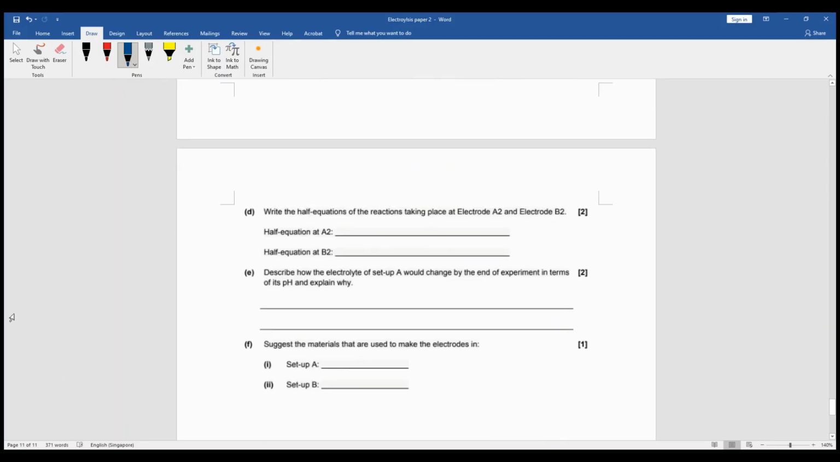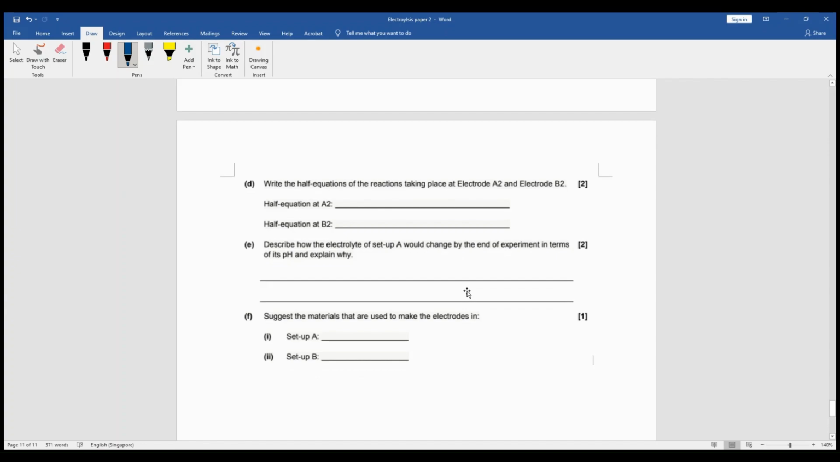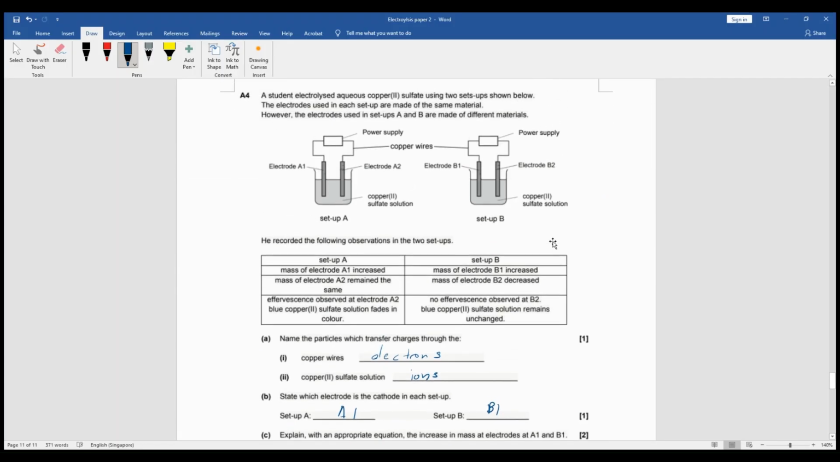Write the half equation of the reaction taking place at electrode A2 and B2. So the other side is the one that either gives the copper or not, but I need to take a look. Sorry, this one I see too fast. Okay, let's see. Electrode B2. A2 remains the same, but B2 decreases. So B2 must be copper. Oh, they are made of different material. A2 remains the same. That means A2 is not a reactive electrode, it's inert. But B2 should be copper.